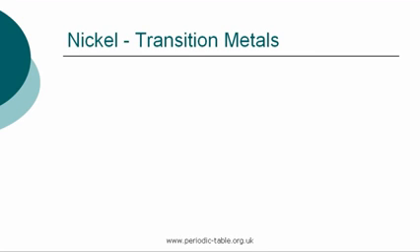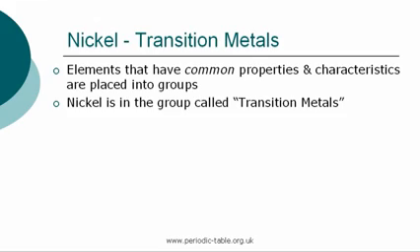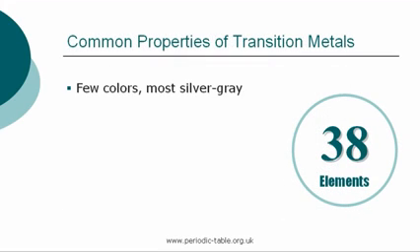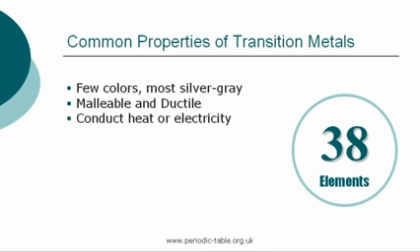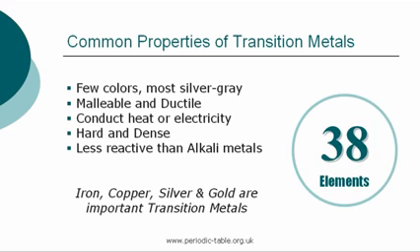Once the properties of an individual element have been identified, it is placed into a group of elements which have common properties and characteristics. Nickel is in the group called the transition metals. The 38 elements classified as transition metals are found in the middle of the periodic table in groups 3 through 12. Only a few of the transition metals are colored. Most of them are silver gray or silver bluish. As with all metals, the transition elements are ductile and malleable and good conductors of electricity and heat. They are generally hard and dense and less reactive than the alkali metals. Iron, copper, silver, and gold are important transition metals.